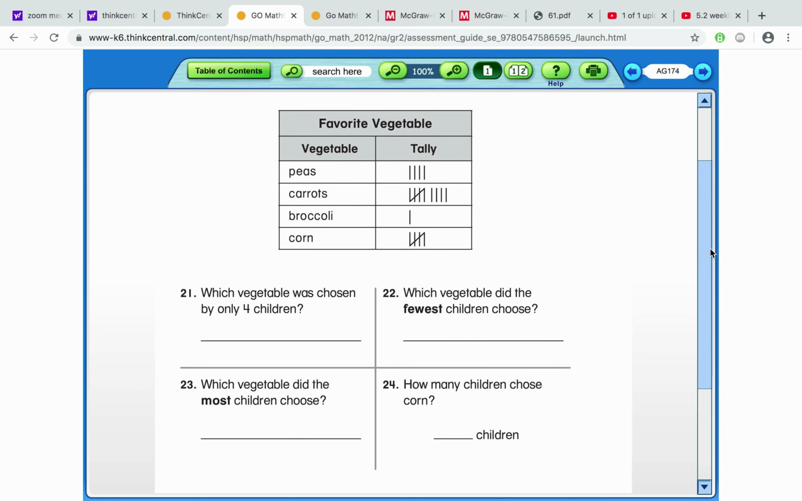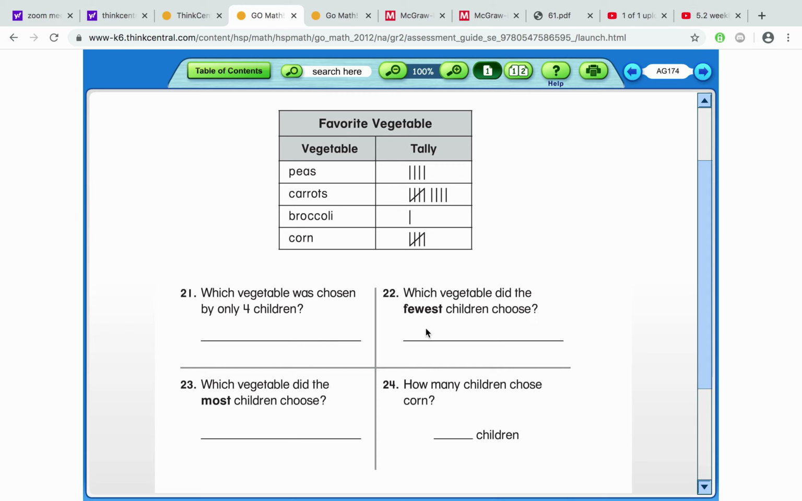21, which vegetable was chosen by only 4 children? So whichever one has 4 tally marks is the blank answer. Okay, it's the vegetable. Which vegetable? It's not asking for an amount. It's asking for which vegetable. So the vegetable goes on the blank.